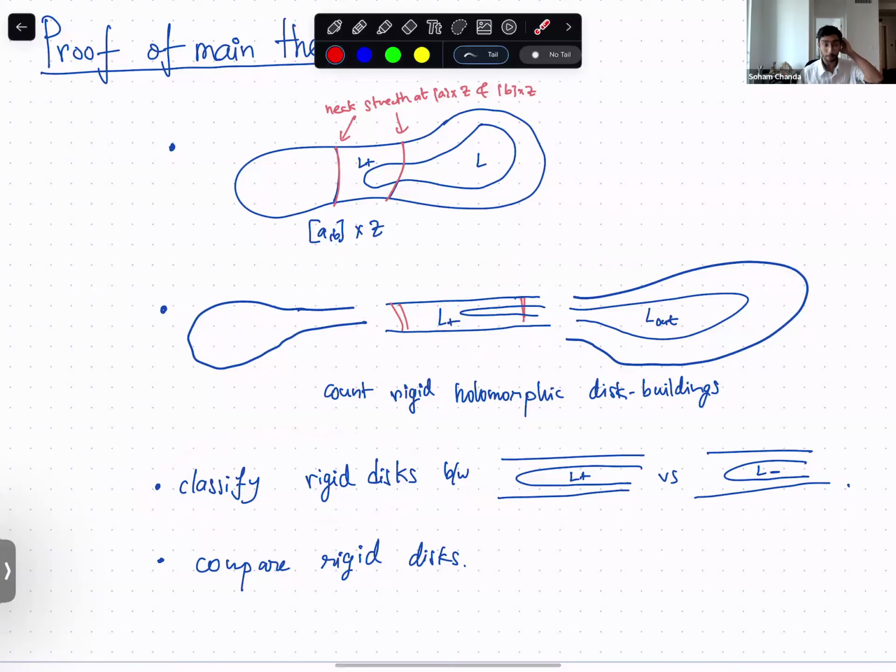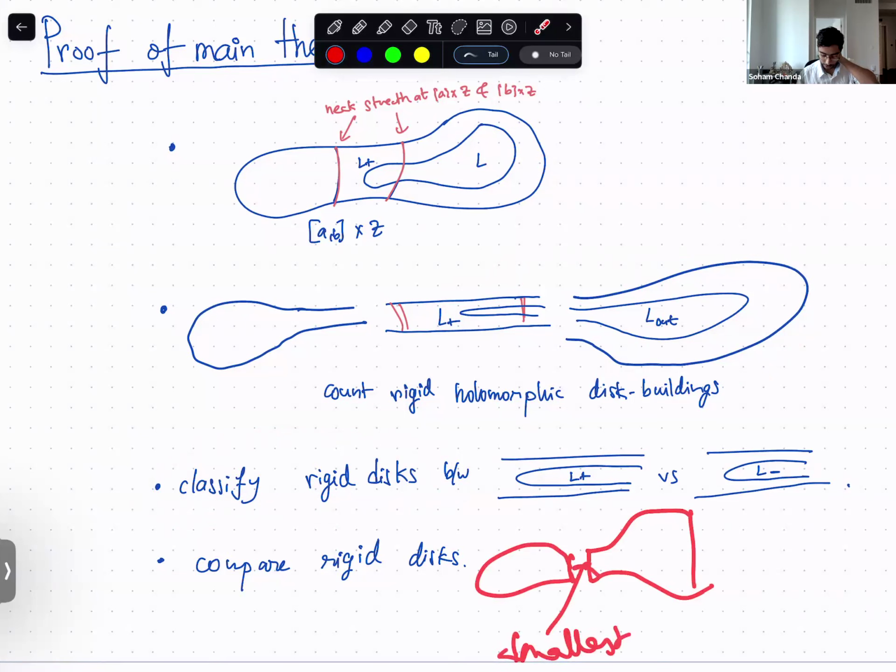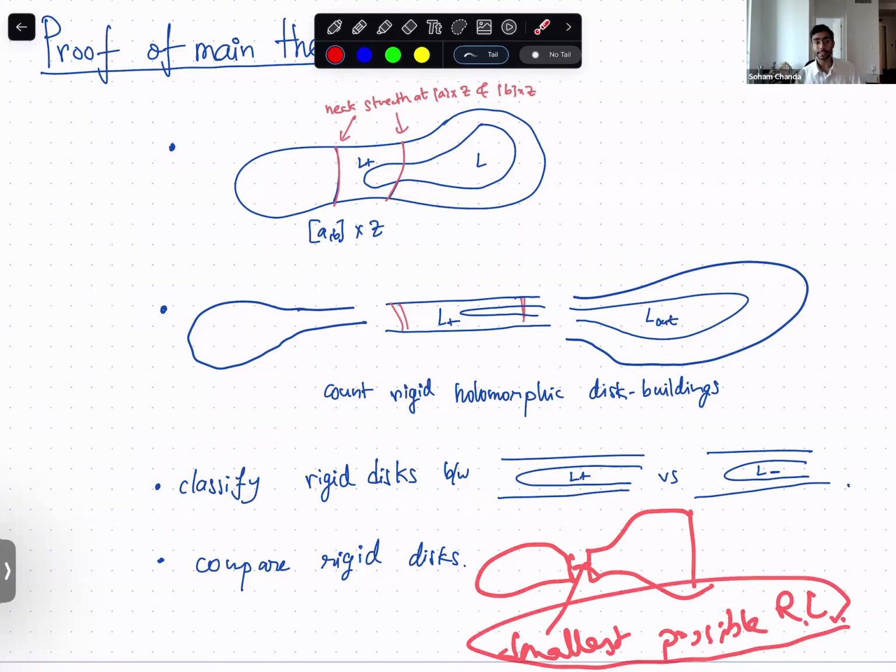And one shows that the only rigid disk which can occur will look like a disk which breaks off at a Reeb chord, where this Reeb chord is the smallest possible Reeb chord. And this lets you now say that, okay, if I change L plus to L minus, I need to know fillings of the smallest Reeb chords. And I can just compare these holomorphic disk fillings of the smallest Reeb chord. And by comparing these rigid disks, you get this change of potential formula.